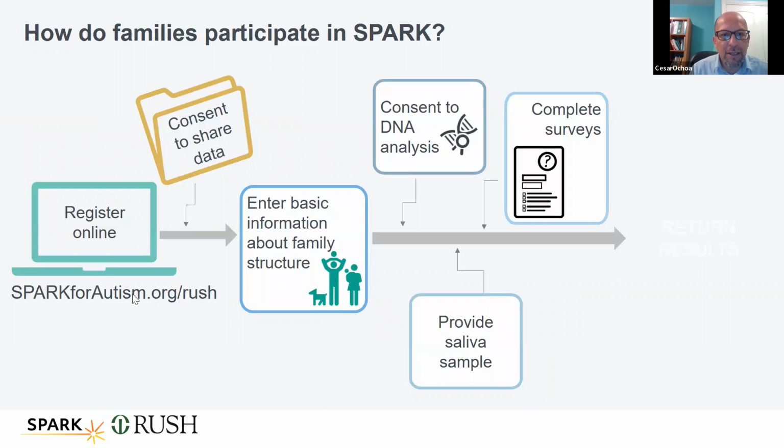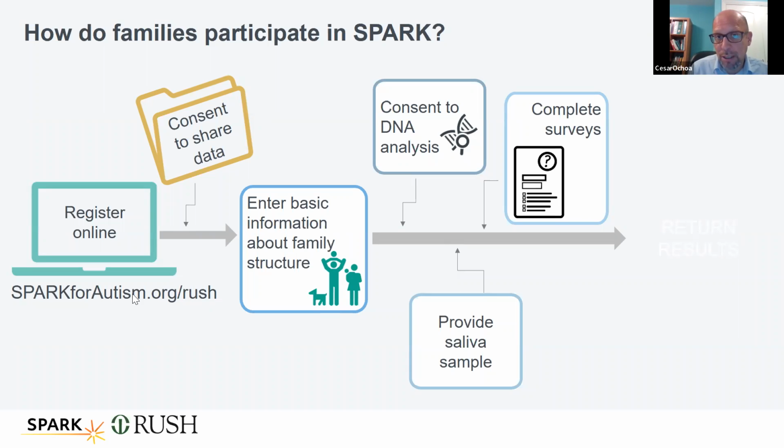So how is the study? Here is a diagram that tries to show you. You register online, and online you give the consent to share data. You enter basic information about the family structure, and then you consent for the DNA analysis. And then you have to invite, this is one of the parents that registers him or herself and the child. And then they invite the other parent, and the other parent needs to access this site independently and give the consent. And then the kits come via mail, to collect the saliva.